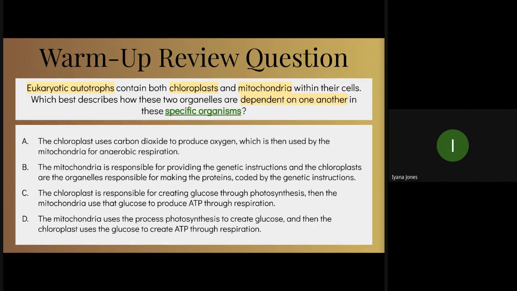So which one of these, A and B? No, it has to be... Which one fits with the information that we have? C. C does. Good. What information do you like in C? It literally says the chloroplasts make glucose. It's responsible for creating glucose. So C is the correct answer.